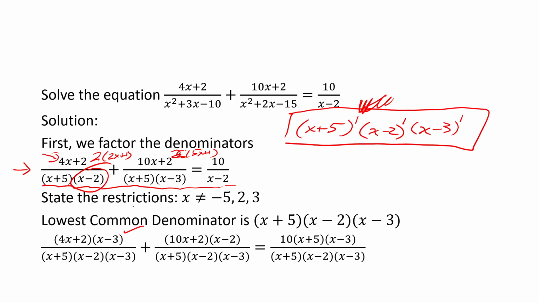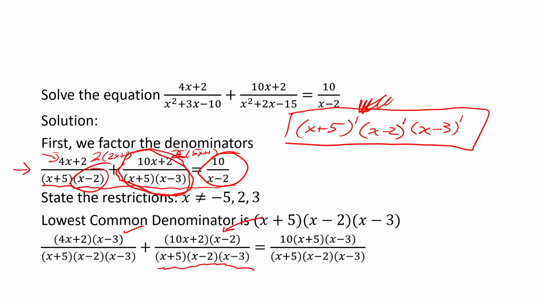Now look at the second rational expression, the one I'm circling. Our original denominator there was x plus 5 times x minus 3. Well, now it's x plus 5 times x minus 2 times x minus 3. We multiplied the denominator by x minus 2, so we're going to have to multiply our numerator by x minus 2, and we did. And finally, our last rational expression is simply 10 over x minus 2.